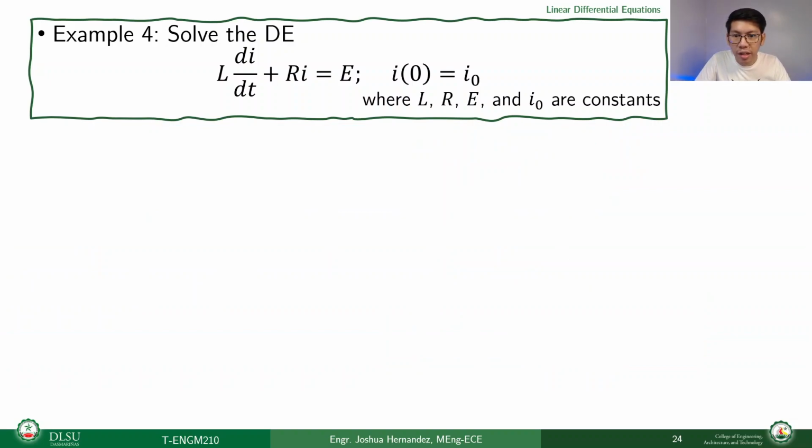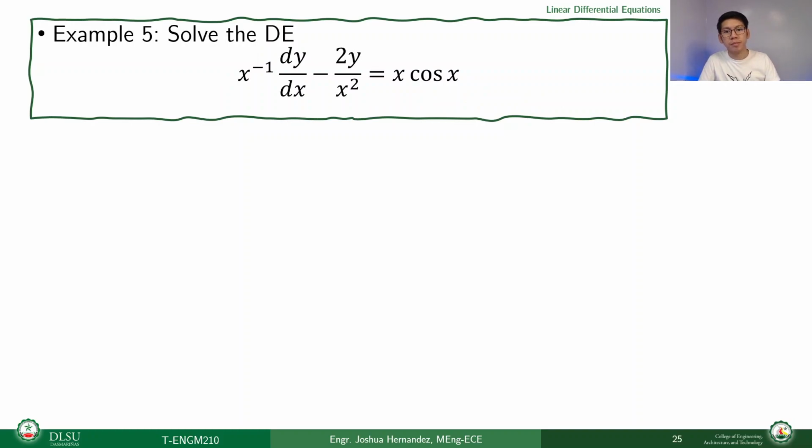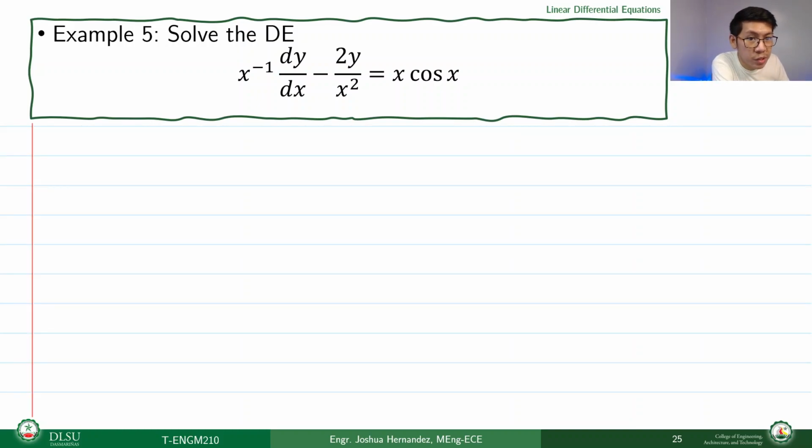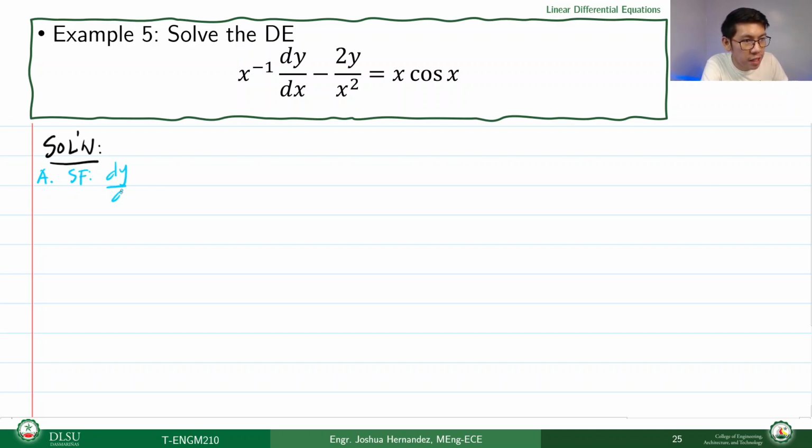Let's now proceed to our next problem. Example number 5. So we have here another problem. X raised to negative 1 dy over dx minus 2y over x squared equals x cosine x. So let's solve this. And we'll get a solution. Again, our first step is recognizing or conforming to the standard form, and that is dy over dx plus p of x y equals q of x. From the looks of it, hindi pa siya nakaganong form, so we need to conform.